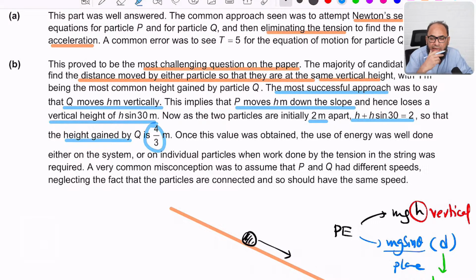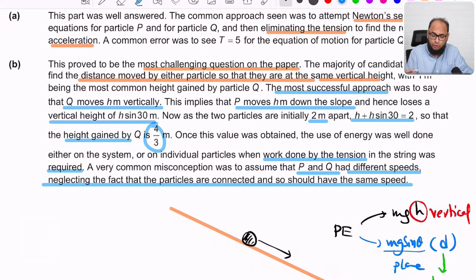Once this value was obtained, the use of energy was well done, either on the system or on individual particles. When work done by tension in the string was required, a very common misconception was to assume that P and Q had different speeds. How can they have different speeds when they are still connected? They have the same speed.